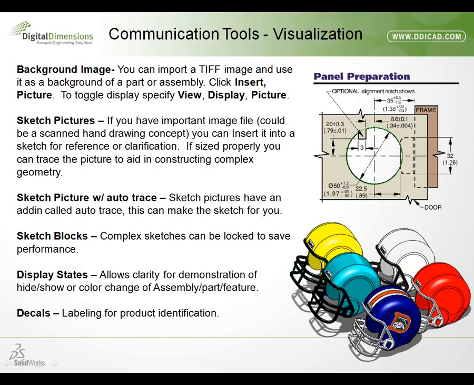Next up for communication tools, visualization. Background images. You can import a TIFF image and use it as your background for a part or an assembly. To do this, simply use the Insert pull-down for Picture. Now, this background image is different than your scene background or your image file found in Tools Options for System Options under Colors. In order for your background image to show up, you need to make sure that your setting is set to either Plane, Gradient, or Image.